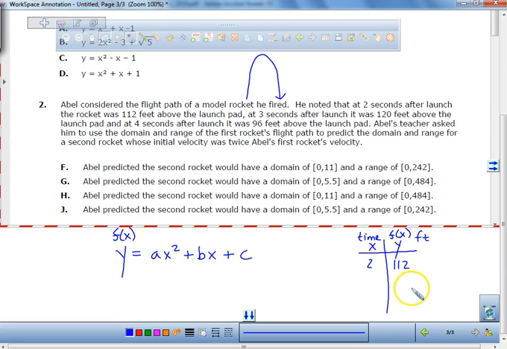We're getting another ordered pair, so keep reading. It's going to be another ordered pair we're going to use. 3 and 120. And what's the last one? 4 and 96. That's going to be pretty important.